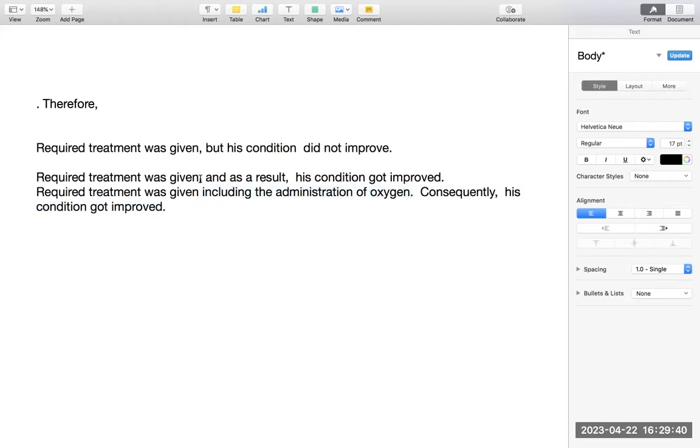Even if this sentence gets bigger, then I will remove this and I will put a full stop. I will say, as a result, his condition got improved. But as a result or consequently are not connectors because they cannot connect a line. Connector means the word which has the possibility to convert this full stop into comma. So that is, and is a connector.